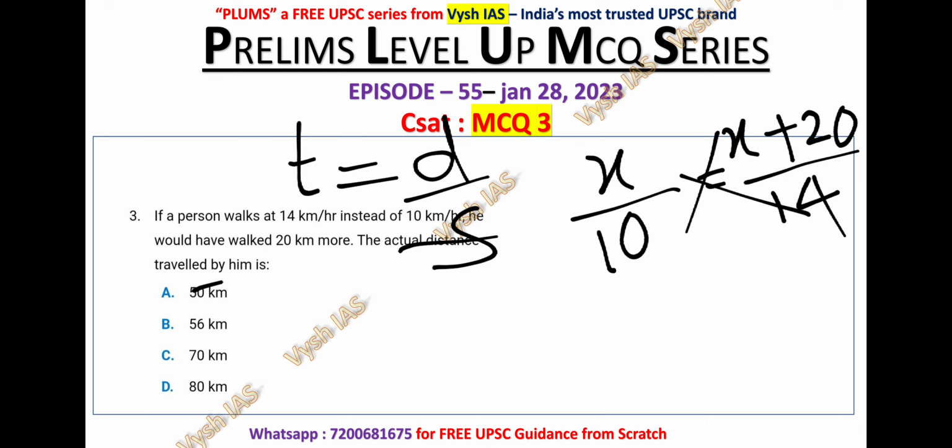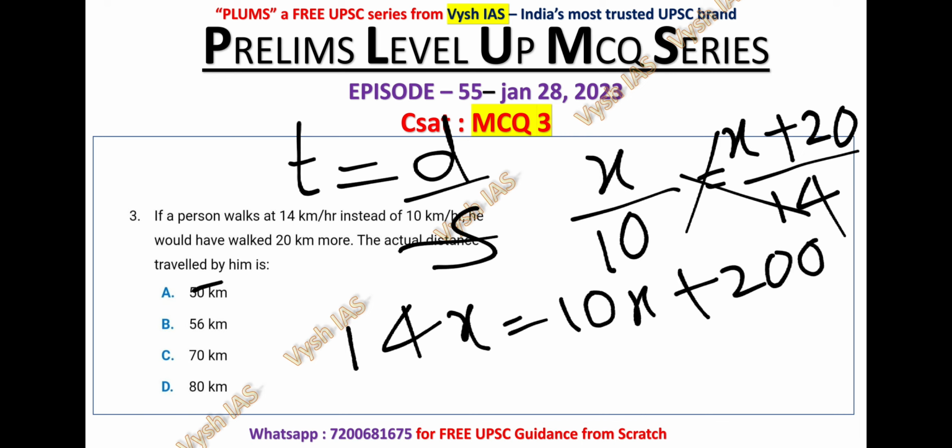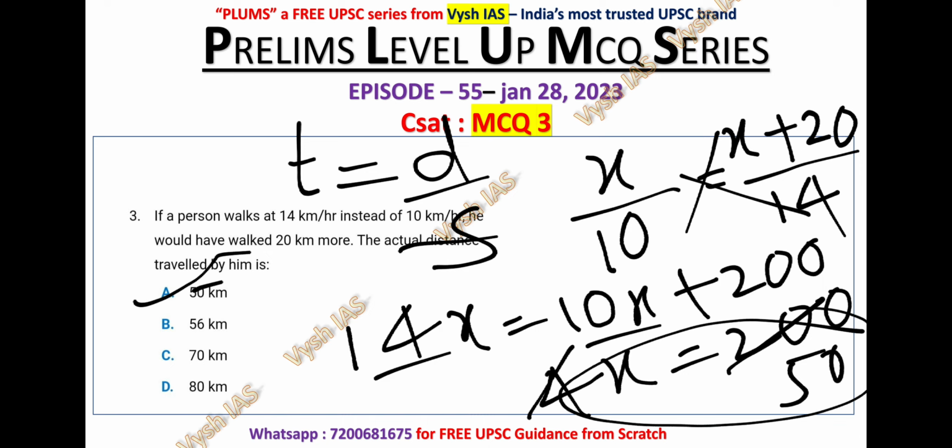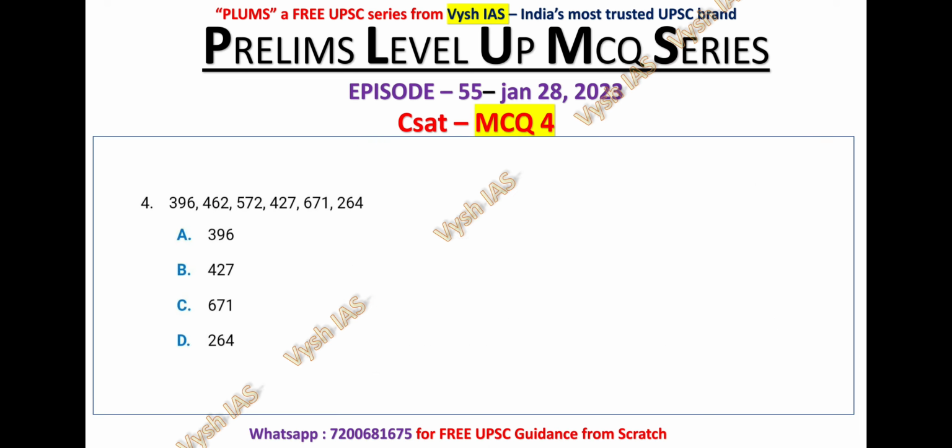If you cross multiply both, 14x is equal to 10x plus 200. 20 into 10 is 200. 14x minus 10x is 4x. 4x is equal to 200. 4 5s are 20. x is equal to 50. 50 kilometers is the correct answer for question number 3.